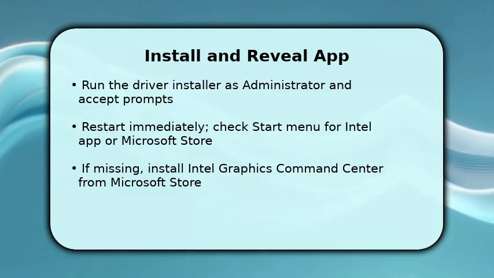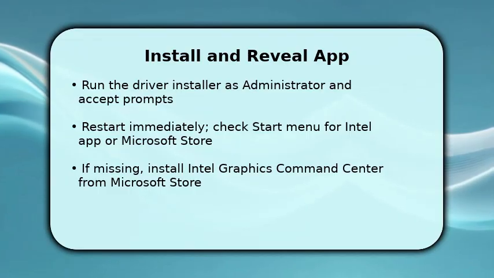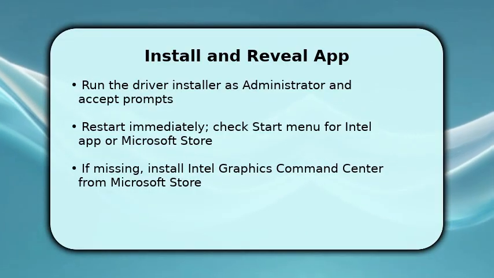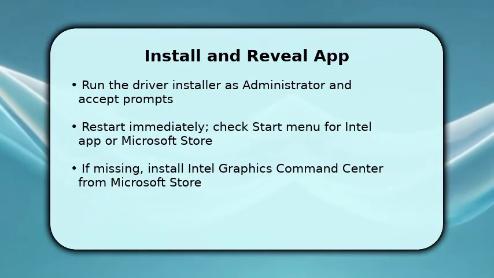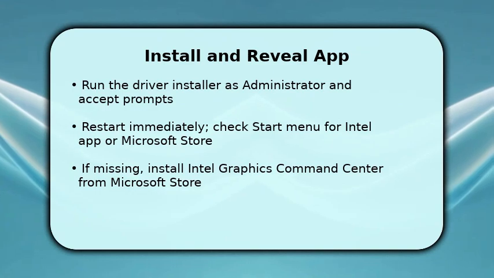Once restarted, look in the Start menu for Intel Graphics Control Panel or Intel Graphics Command Center. If the classic control panel isn't present, install the Intel Graphics Command Center from the Microsoft Store and sign in if prompted. This step reveals modern controls and per-app GPU.